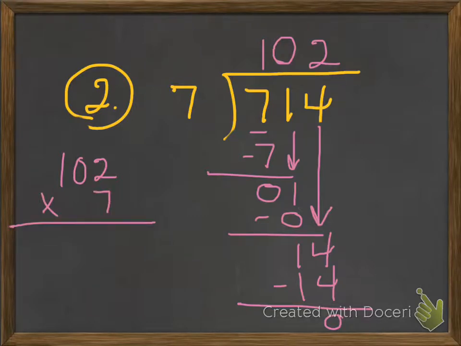7 times 2 is 14. 7 times 0 is 0, plus 1 more is 1, and 7 times 1 is 7. 714. Same numbers that we started with.